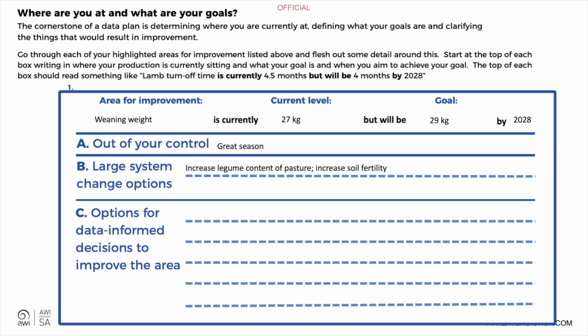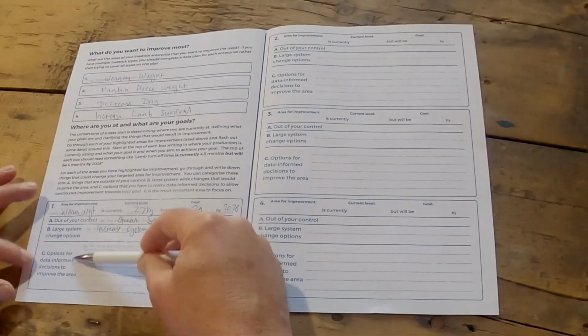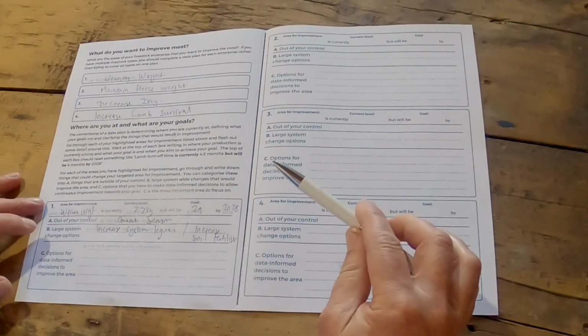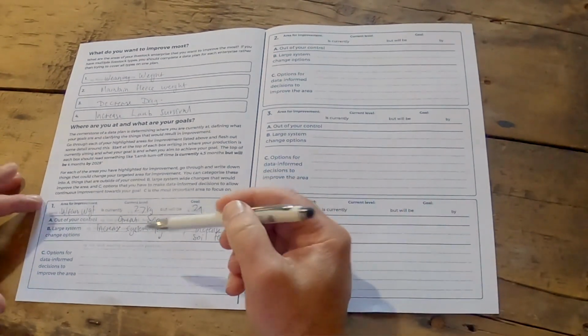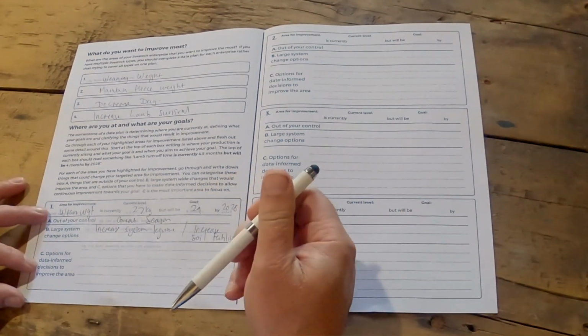Or you might increase soil fertility, might be another way. Spreading more fertiliser will often grow more pasture, grow better quality pasture, and therefore increase weaning weight. So they're the kind of things that you can write down in that one. I guess C is where most of the action happens for your eID plan. So that's the options for data-informed decisions to improve this area.